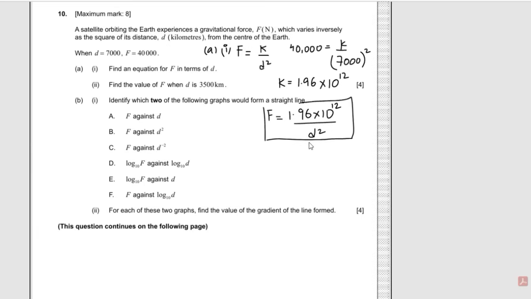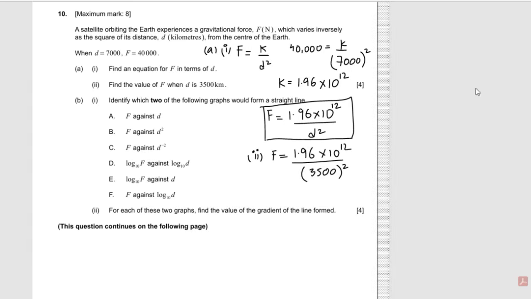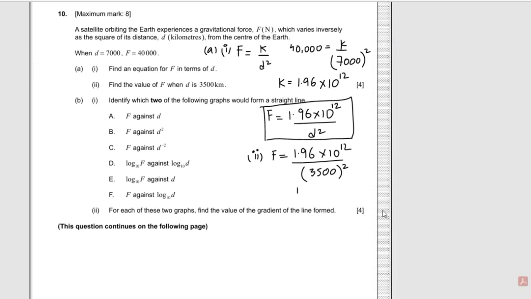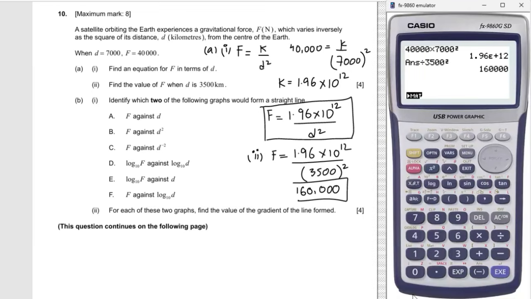There we go. Okay. So the second part is saying find the value of F when d is 3,500. So I just need to substitute the value 3,500 and square it. I've got the value in the calculator, just do 3,500 and square. And I'm getting 160,000 for this part, right? Let me just check. Right. Okay.